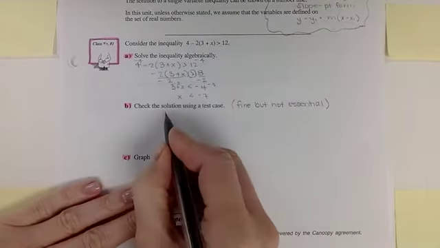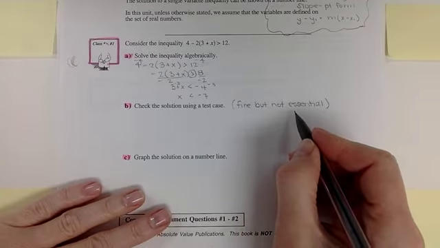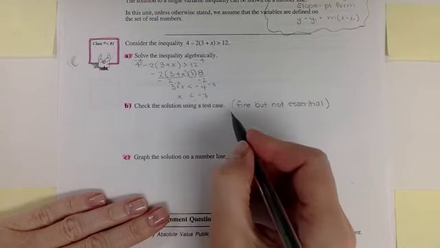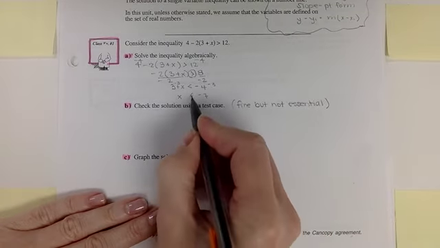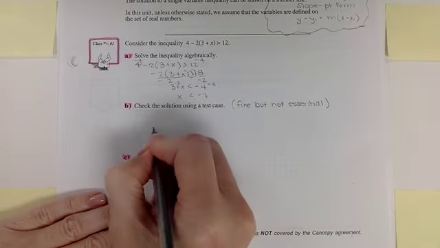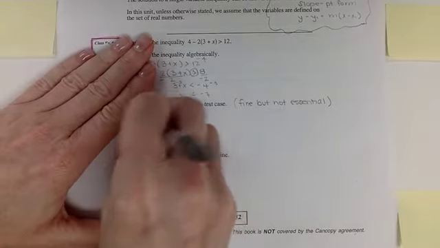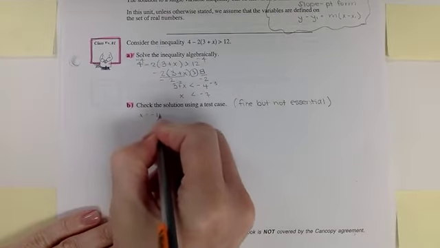And they say check using a test case, and this is fine, but really not essential. I'll talk about that more later. So I'll just do an example. For a test case, you're going to pick something less than negative 7. So why don't we test for negative 10? And what if x equals negative 10?